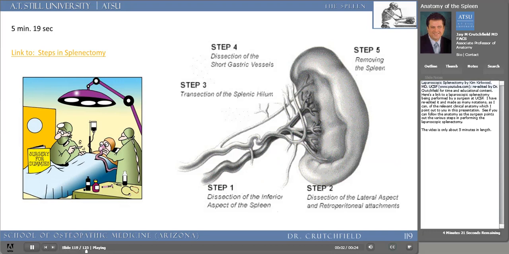Here's a link to a laparoscopic splenectomy performed by a surgeon at UCSF. I have re-edited it and made as many notations as I can of the relevant clinical anatomy which I pointed out to you in this presentation. See if you can follow the anatomy as the surgeon points out the steps to performing the laparoscopic splenectomy. It's only about 5 minutes in length.